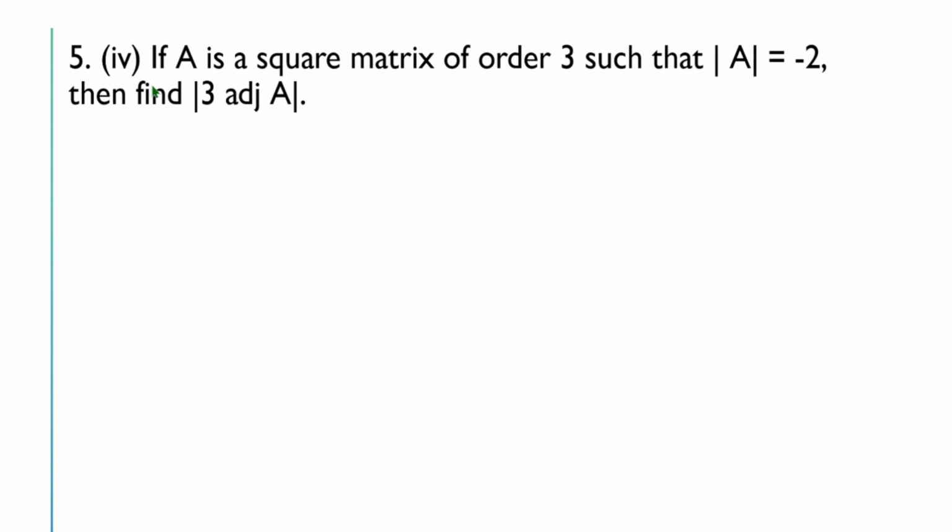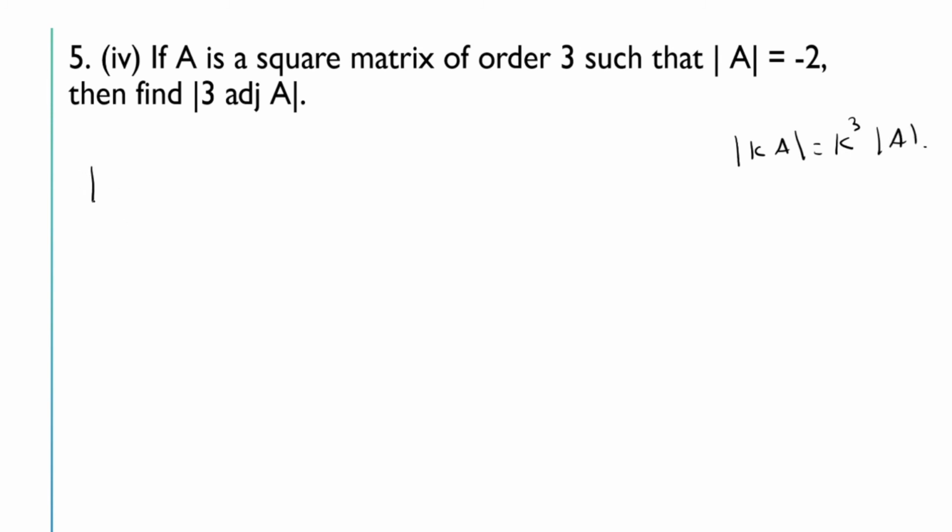Next question, if A is a square matrix of order 3 such that determinant of A is equal to minus 2, then find determinant of 3 into adjoint of A. While discussing the properties of determinants, we have studied that if A is a square matrix of order 3, then determinant of K into A will be equal to K cube into determinant of A.